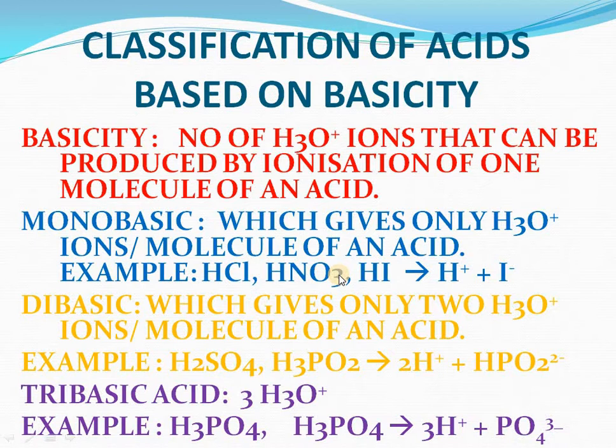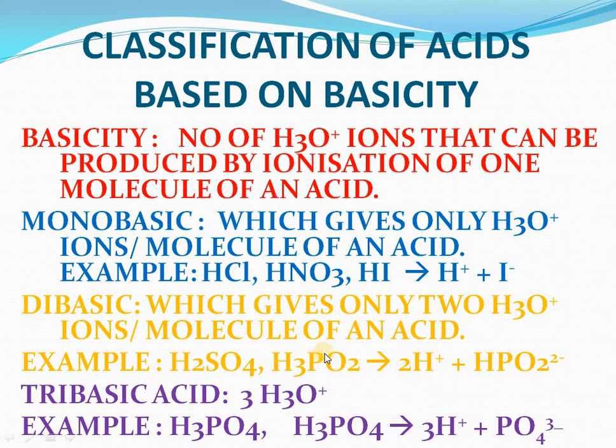Fine. Next is classification based on basicity. Basicity means how many hydronium ions are released when the acid is dissolved in water. So that gives us the basicity. For example, if I talk about HI, how many H plus is given here? 1. Similarly, if I am talking of H3PO2, how many H plus is given? 2. It's not 3. You can see this from your book.